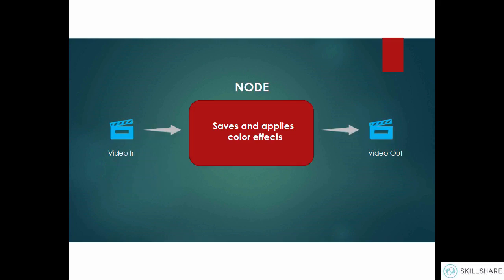You may call it filters in a box, because each node is like a box which receives the video from the left side, applies some color effects on it, and outputs it from the right side.